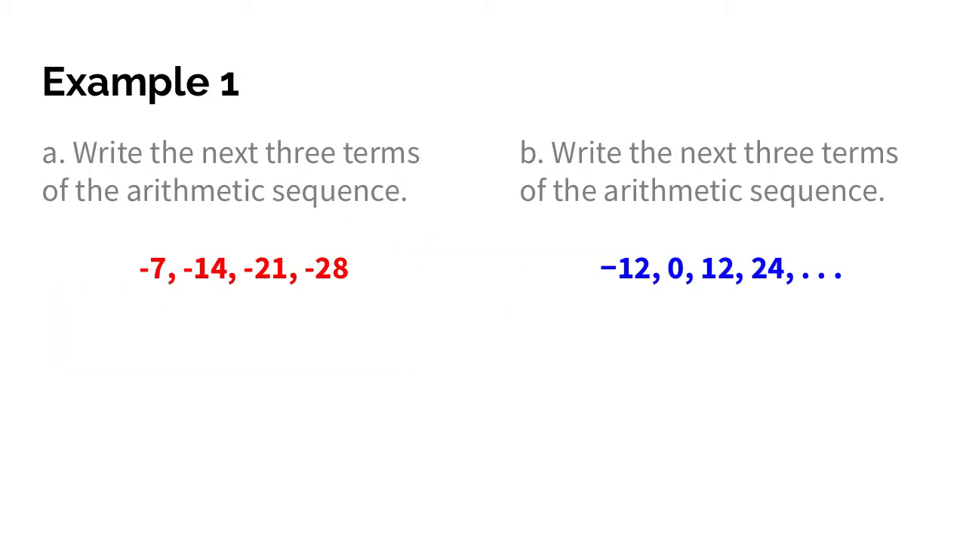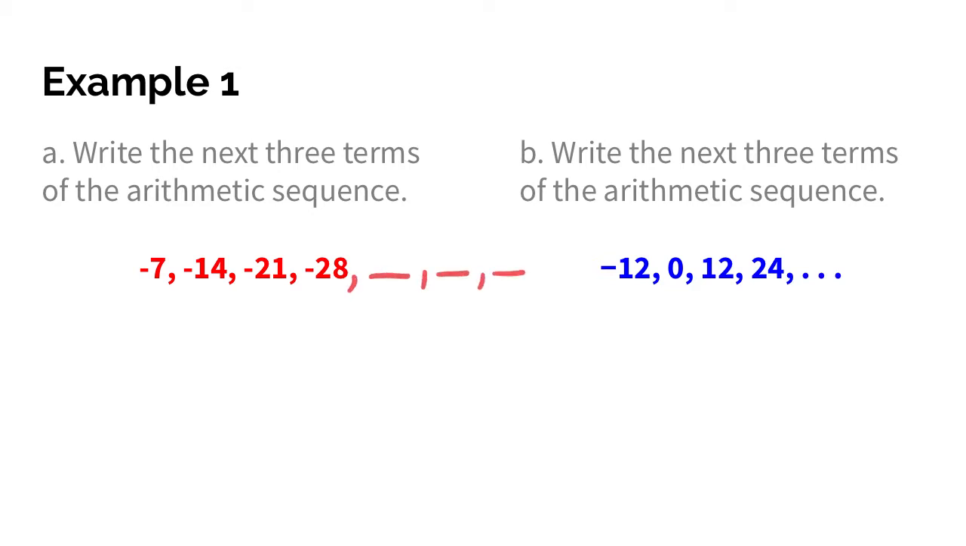Using this idea of recognizing an arithmetic sequence, what we're going to try and do is first look at our sequence, our ordered list of numbers, figure out that common difference, and then use that to write the next 3 terms. Let's say I were to give you a pattern of -7, -14, -21, and -28. Our first term is -7, our second term is -14. I want to find the next 3 terms. If I were to continue this pattern, what would they be?